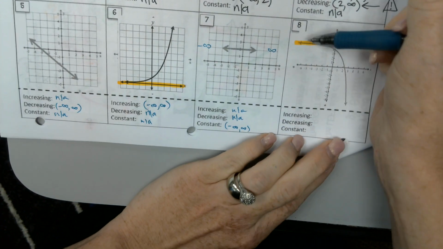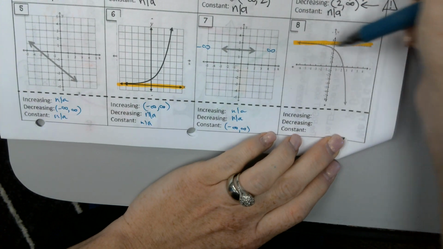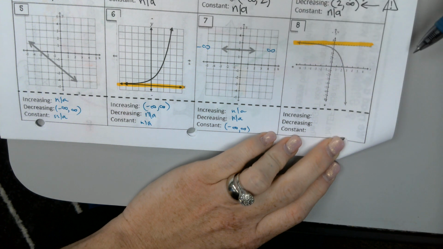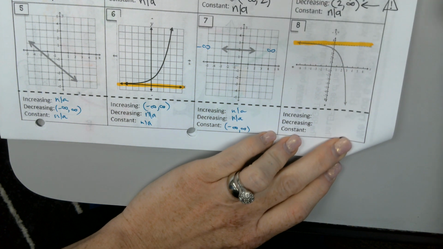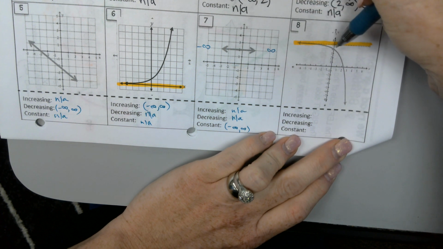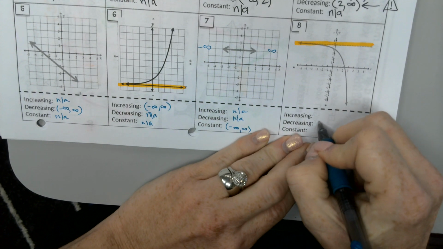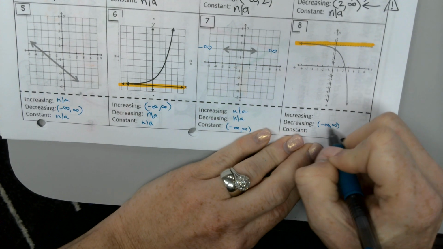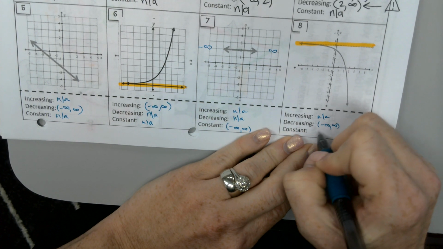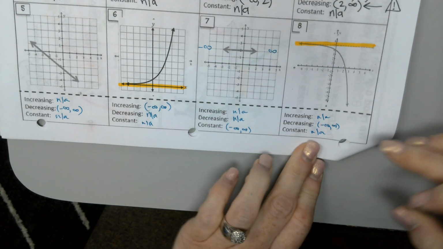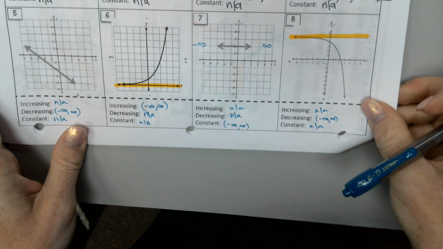And then this last one here, once again, this dashed line that I highlighted yellow, that is your asymptote. It is not actually part of the graph. So what's happening right here? It is decreasing. Perfect. From left to right. Okay? All right, do you have any questions about that?